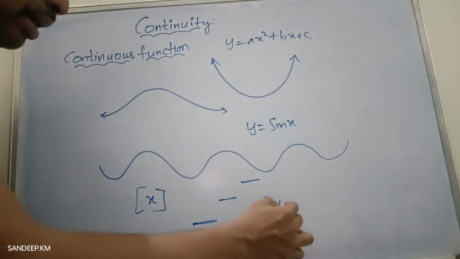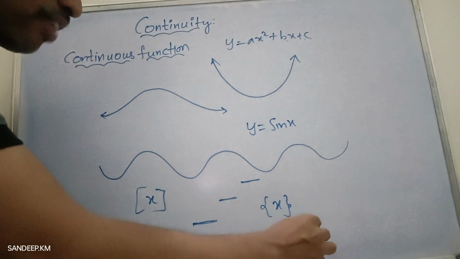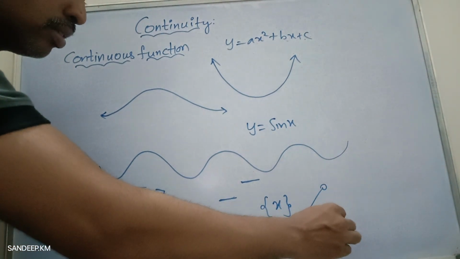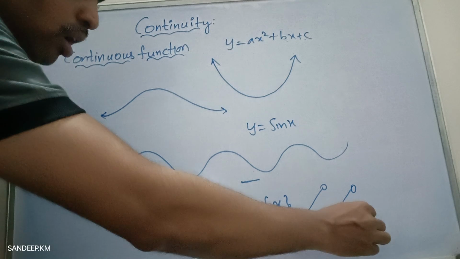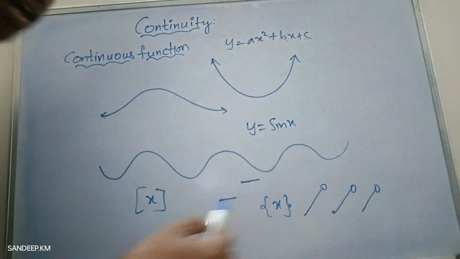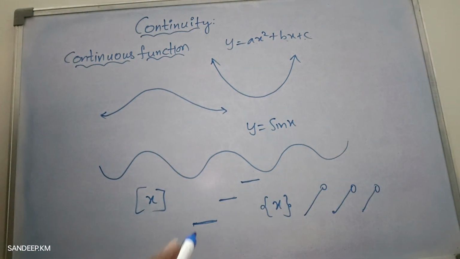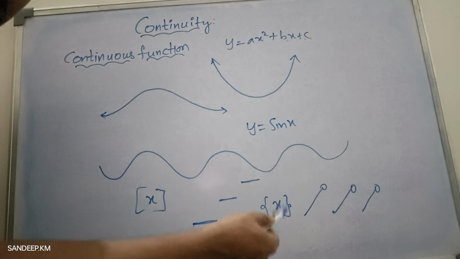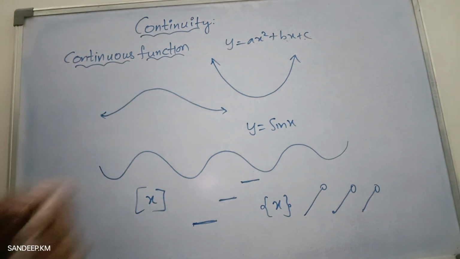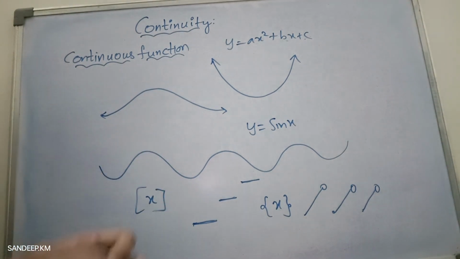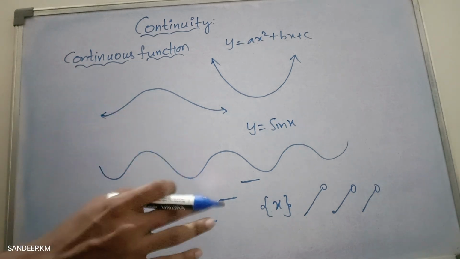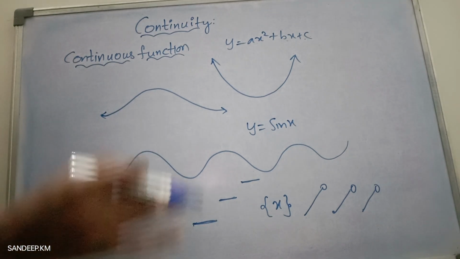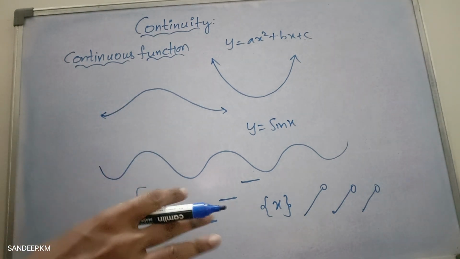Even fractional part of x. The graph of fractional part of x is something like this. If you want to draw the graph of fractional part, obviously we have to lift our hand. It is not continuous. There are functions which are not continuous and there are functions which are continuous. In this particular chapter we will be discussing about those functions. We will be discussing about the continuity of as many functions as possible.